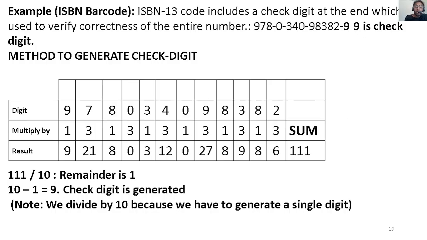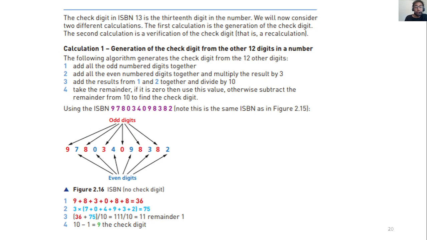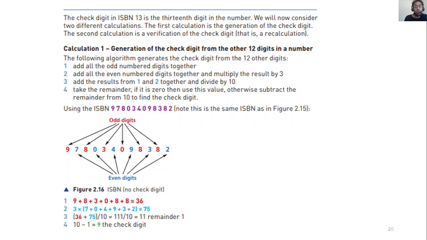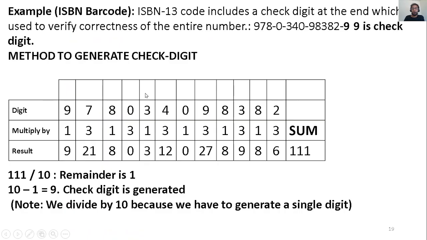Now we have to verify it. How do we verify it? This is the same thing. This is how it is done in the book. In the book, the entire method is written out in the book example. But I think this method will be much easier for everyone to understand.